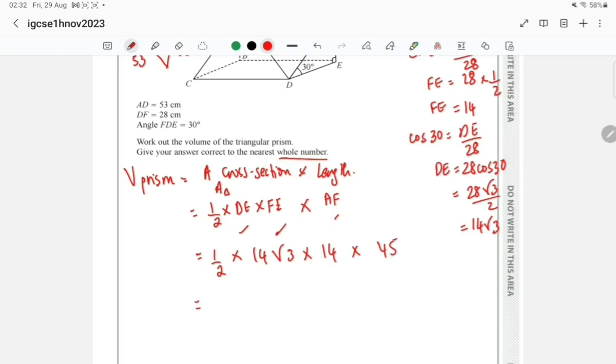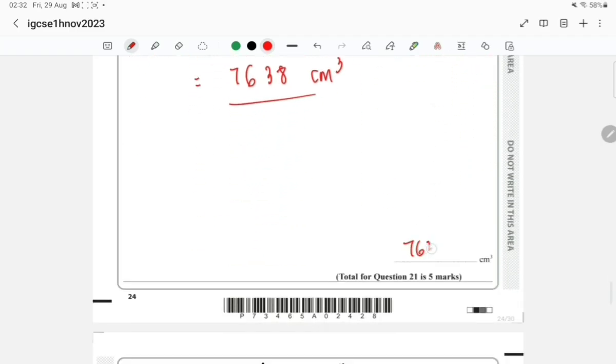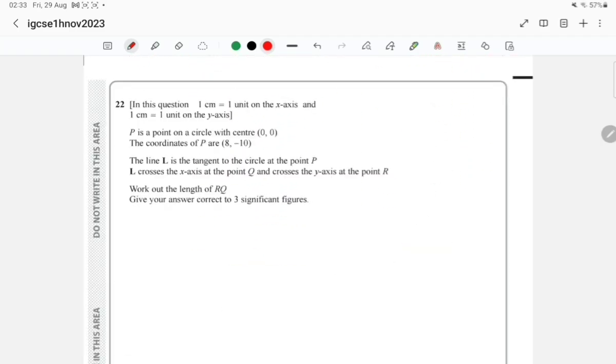So 45 multiplied by 14, multiplied by 0.5, multiplied by 14 root 3. Okay, because it says give your answer to the nearest whole number. So it will give me 7638.3, but I'll leave this as 7638 as my answer to the nearest whole number. So 7638. Question number 22.